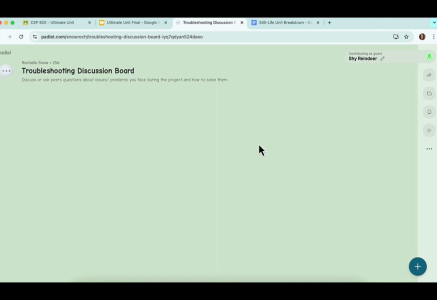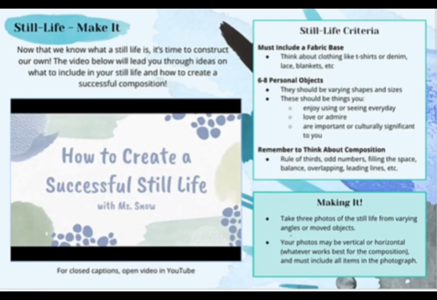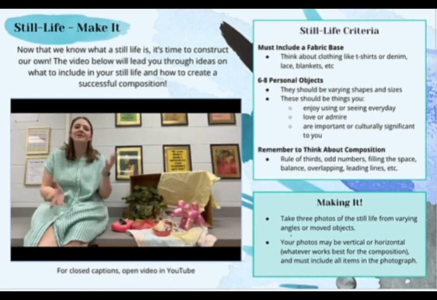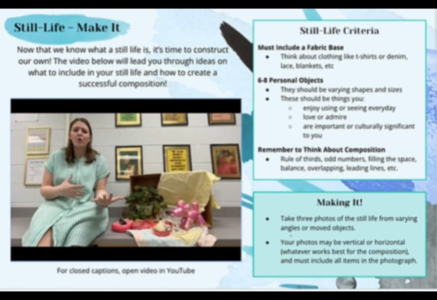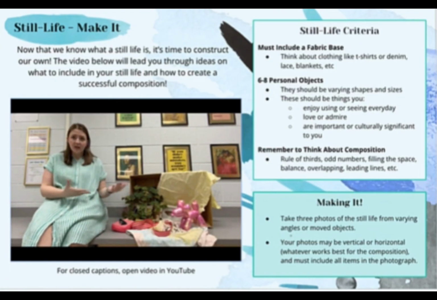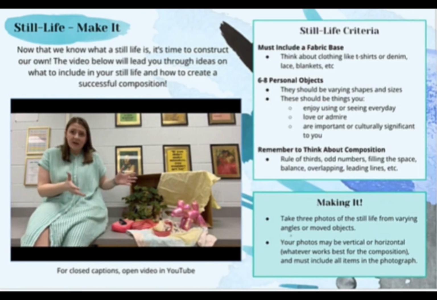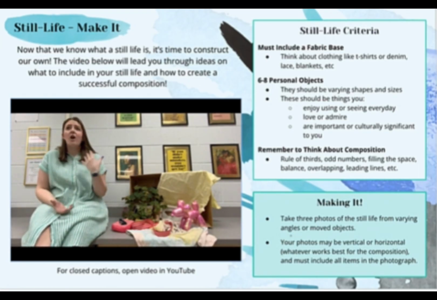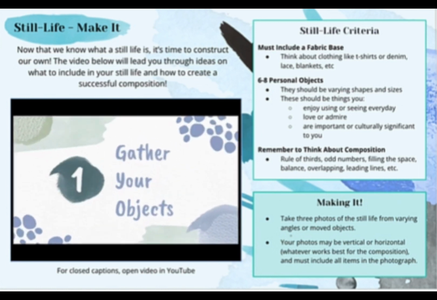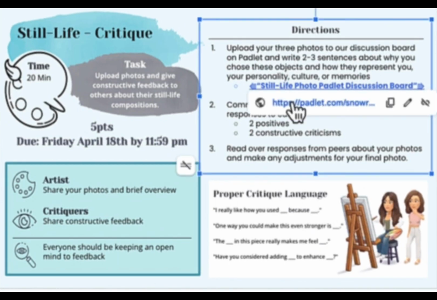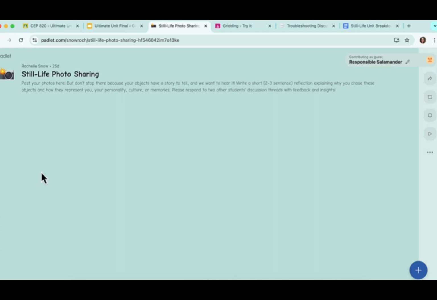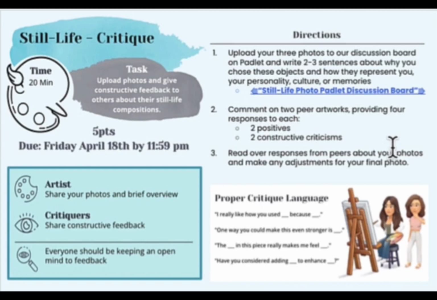In the Still Life Make It section, students are introduced to how to make a successful composition and how to take photos of those compositions with the video I created. I made sure to put the big ideas on the right side for them to see and remember. After the video, students will be making their still life compositions and taking 3 photos to continue on with. Students will then take those photos and place them into the Padlet discussion board for discussion with their peers. Students are to comment on 2 other peer photos talking about positives and 2 constructive criticisms. They will make any adjustments to their photos after discussion.